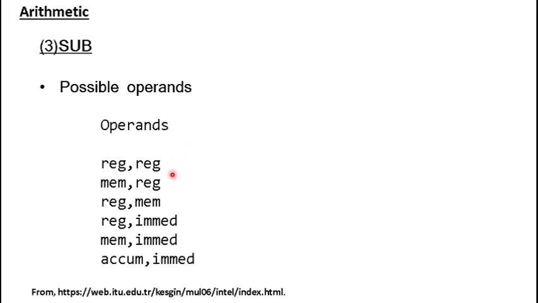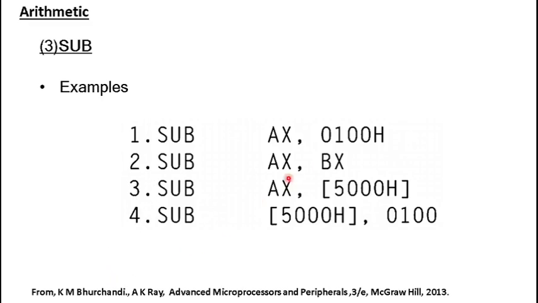If you have a register source, the destination can be register as well as memory. If your source is memory, the destination allowed is only register. And if you have an immediate source, the destination can be register as well as memory. And as usual, if you have a single immediate source, your destination will be the implicit accumulator. So as shown here, these are the various possible examples of subtract.